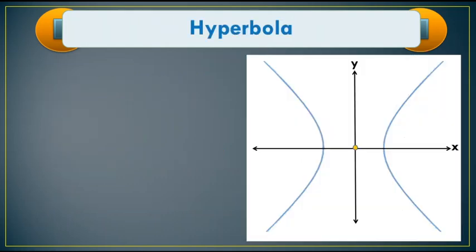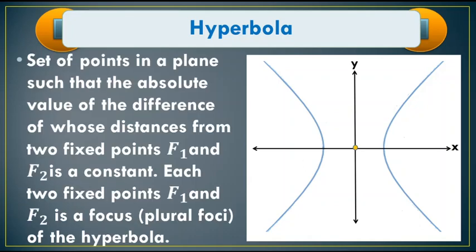So now, let's define hyperbola. Hyperbola is a set of points in the plane such that the absolute value of the difference of whose distances from two fixed points, f sub 1 and f sub 2, is a constant. Each of the two fixed points, f sub 1 and f sub 2, is a focus, plural of that is foci, of the hyperbola.